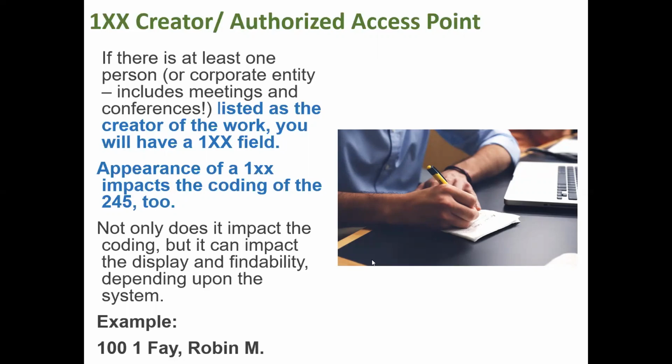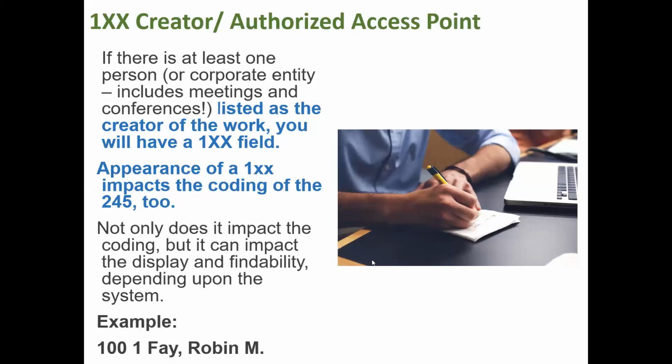And this would be who is listed as the creator of the work. So if you have someone or an institution that's listed as the creator of the work, then there should be that matching 1XX field. And we already talked about how the 1XX impacts the coding of the 245 first indicator. So this also impacts the findability and display, depending upon the system. So for example, me, since I'm a person, I'm a 100, and that would be first indicator 1 because my name is in that order.